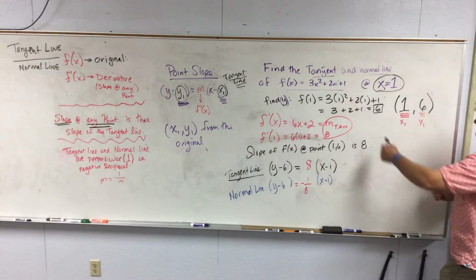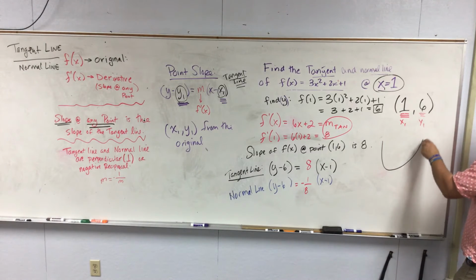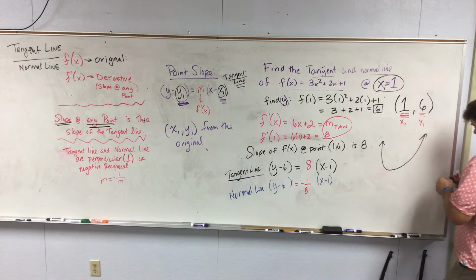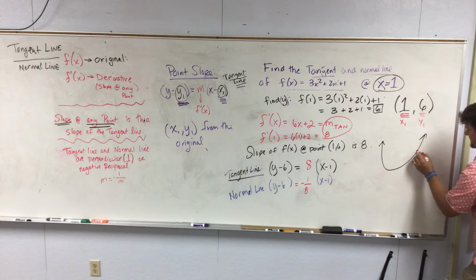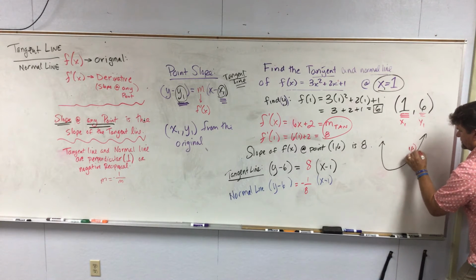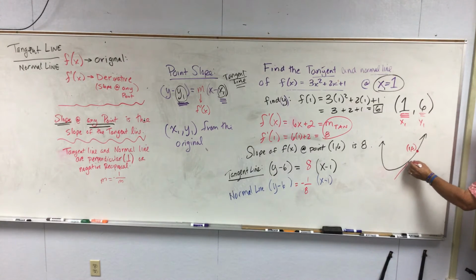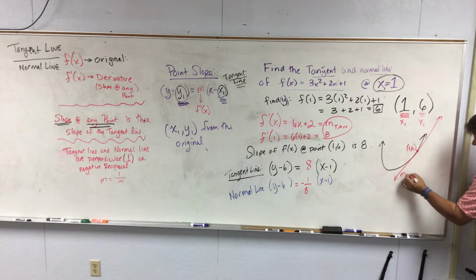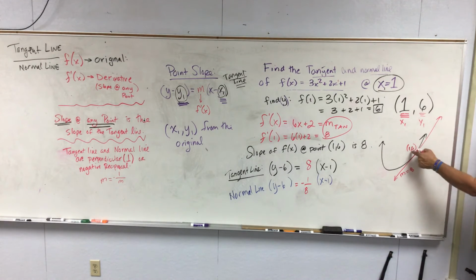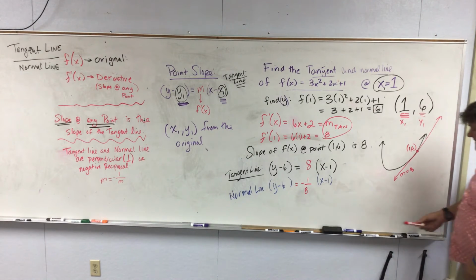So, quick drawing: x squared is a parabola. This is not highly accurate, but we'll just throw it in there. If I go up to (1, 6), the slope of this tangent line is equal to 8 at that particular point, 1 and 6. So hopefully that solidifies what we're finding in your head.